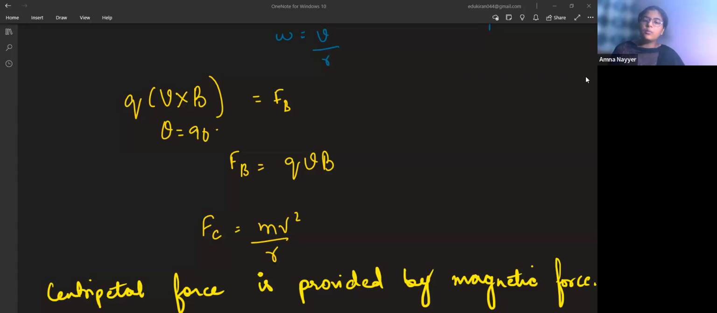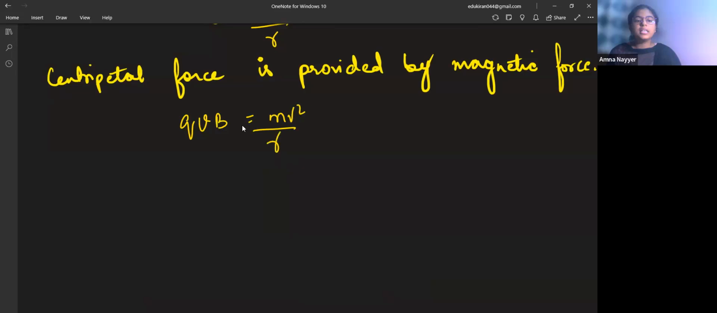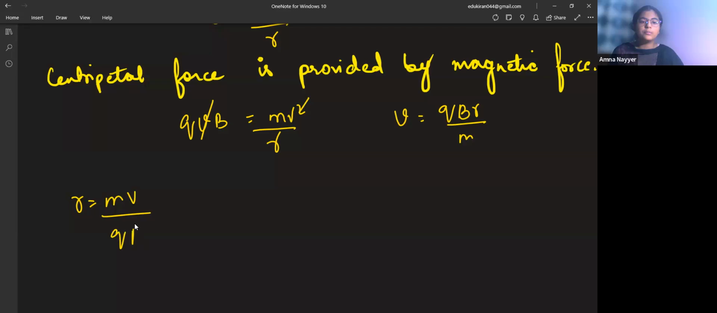So we can equate both these forces, the centripetal force provided by the magnetic field. So qvB is equal to mv square by r. From here, one v cancels. The formula of velocity will become qBr divided by m. And what is the formula of radius? mv divided by qB. This you have to remember.